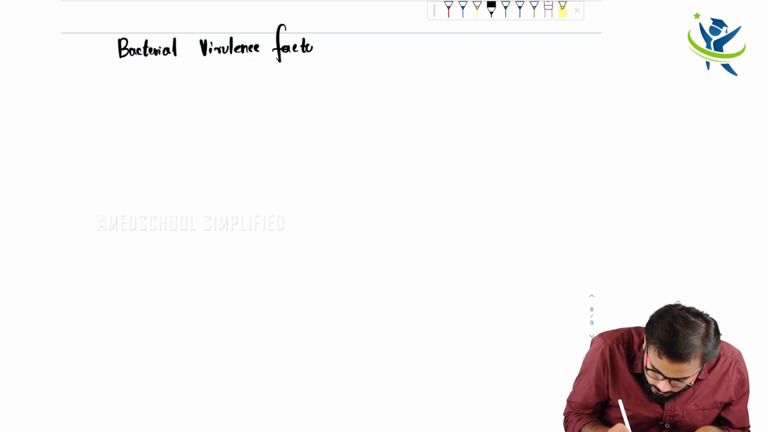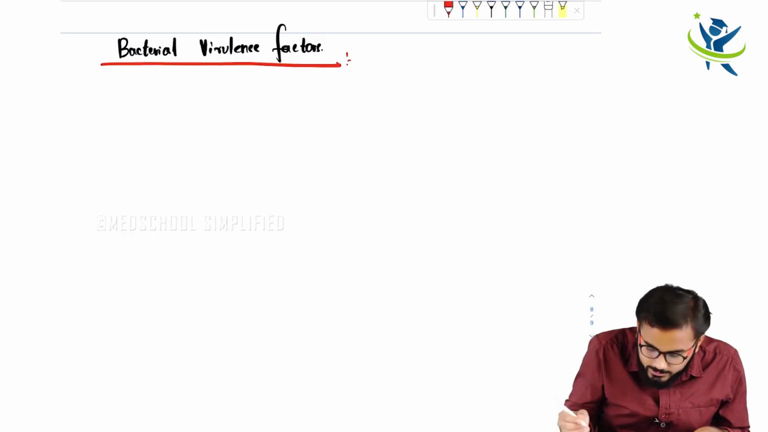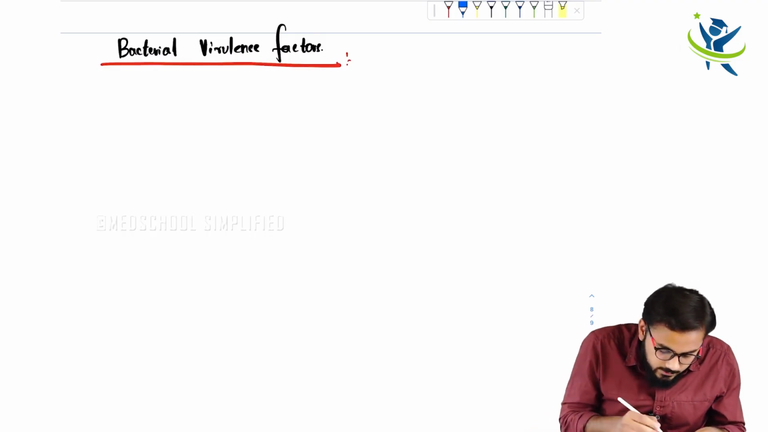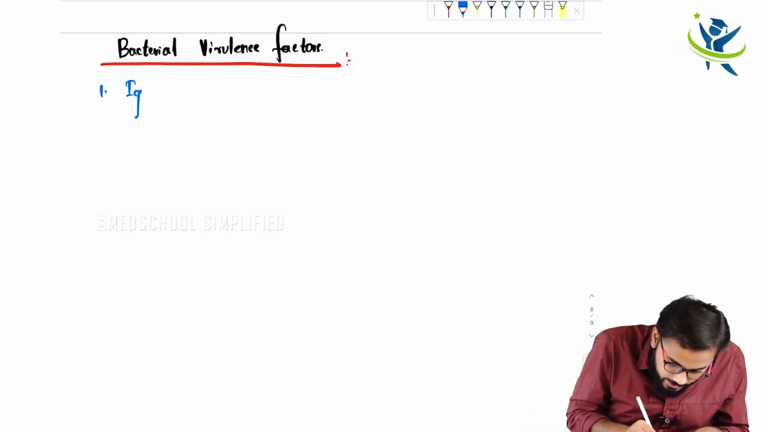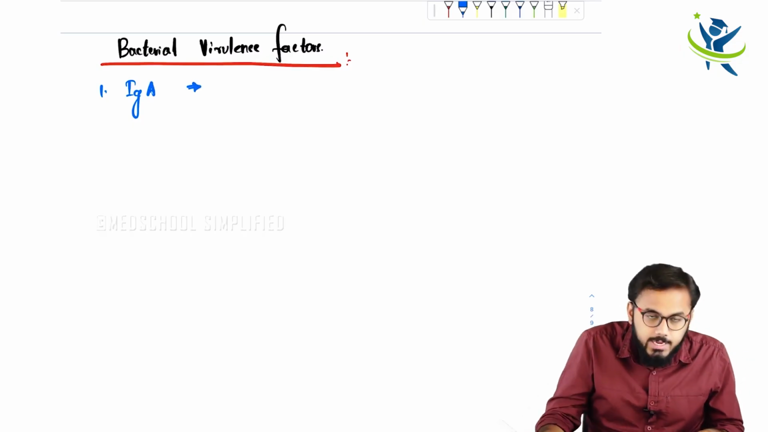So, these are bacterial virulence factors. So what are the different types of bacterial virulence factors? One bacterial virulence factor is IgA. And where do you find this IgA?